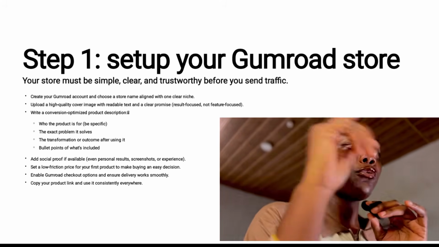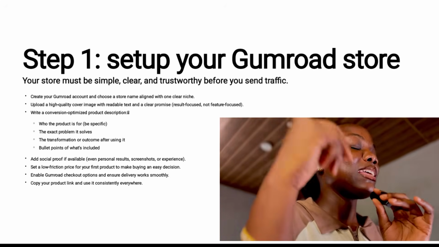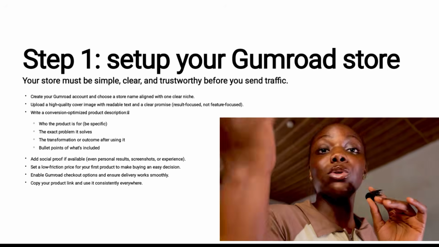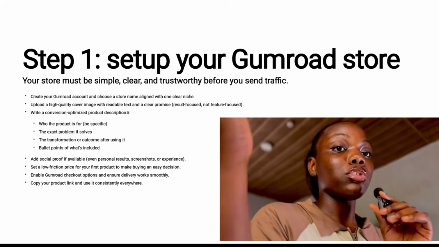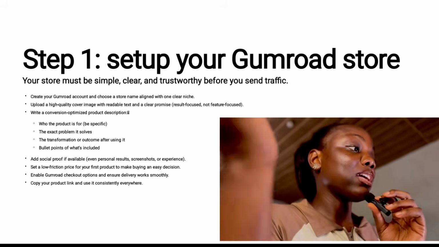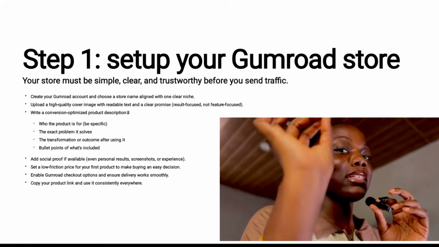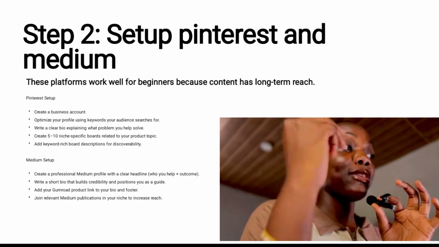Also, you need to set a low friction price. Let's set my products around $9.99 because it's a really affordable price that people can decide they want to buy from you. If you feel like your product is worth more than that, you can always price it more than that. So once you've done that, you're going to copy your product link and we're going to be using this link when you're marketing.